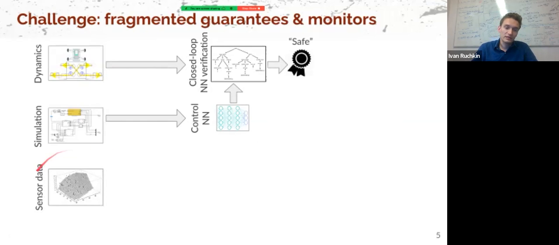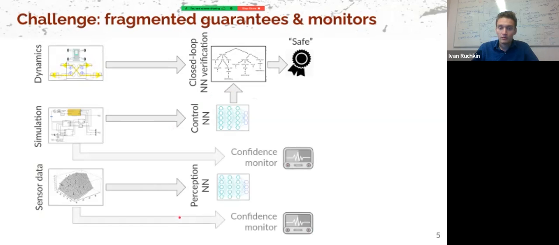But we also need to handle sensing data. So let's train a perception neural network that would detect obstacles and pipes around the vehicle. These neural networks would be deployed at runtime in the vehicle itself. And we don't trust them at runtime. So along with them, we will deploy confidence monitors. Confidence monitors quantify how much we trust that the networks are doing a good job, that they are producing the right outputs.